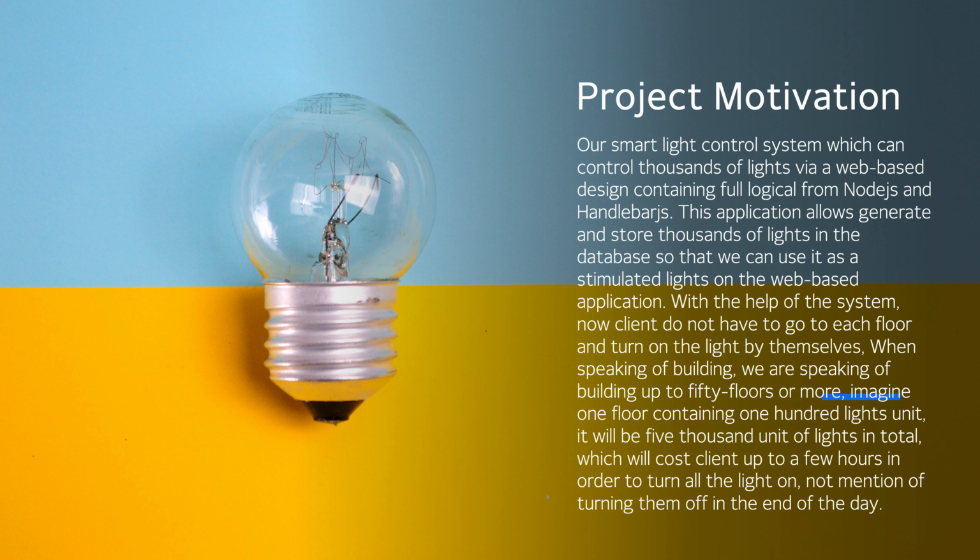So when we are speaking of buildings, we are speaking of buildings up to 50 floors or more. So then imagine one floor containing 100 light units. So it will be 5,000 units in total, which will cost the client up to a few hours in order to turn on the light, not to mention turning them off at the end of the day.